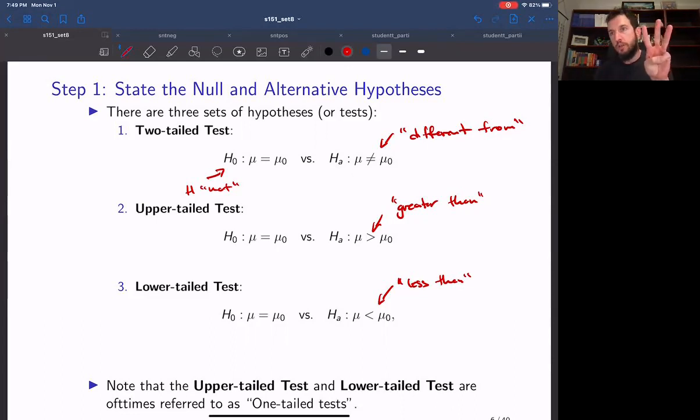Okay, so we have 3 questions. Is mu different from a number? Is mu bigger than a number? Is mu smaller than a number? And our alternative hypothesis changes depending on which question we're trying to answer.